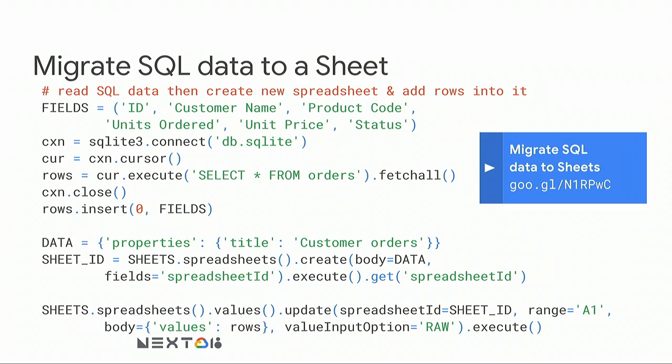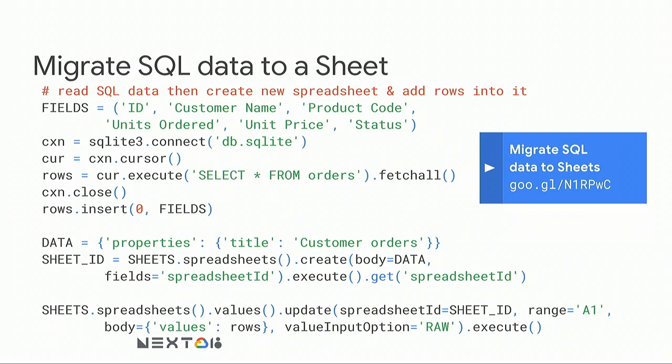Then I create a spreadsheet using, oh, by the way, sheets equals discovery.build sheets API v4. Are you guys getting the hang of this? Okay, there's a pattern here. I'm not showing any of that auth code because it's identical for all these use cases. All right. So I'm going to create the spreadsheet using this metadata here. The name of the spreadsheet is called customer orders. I'm going to execute that and then get the spreadsheet ID.